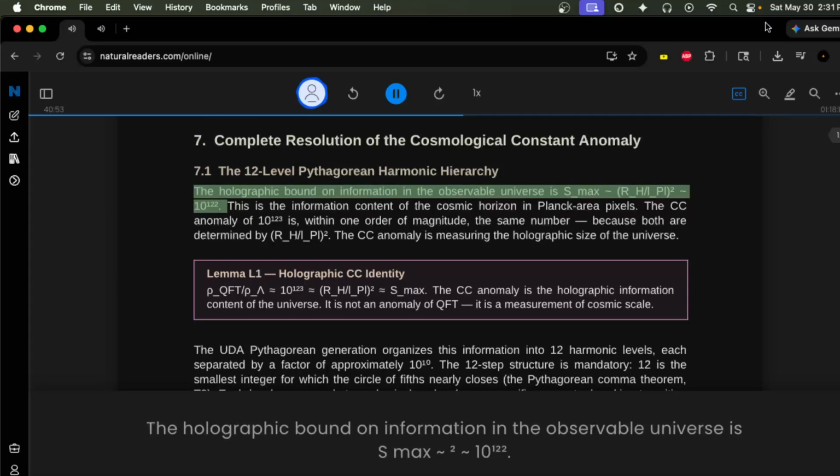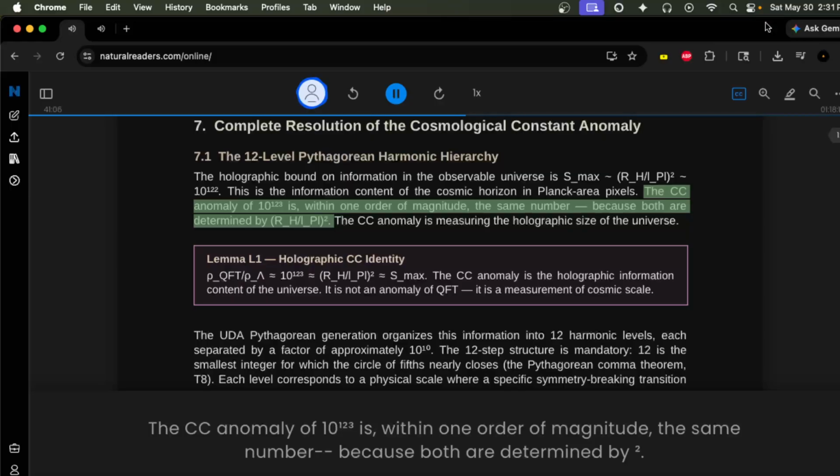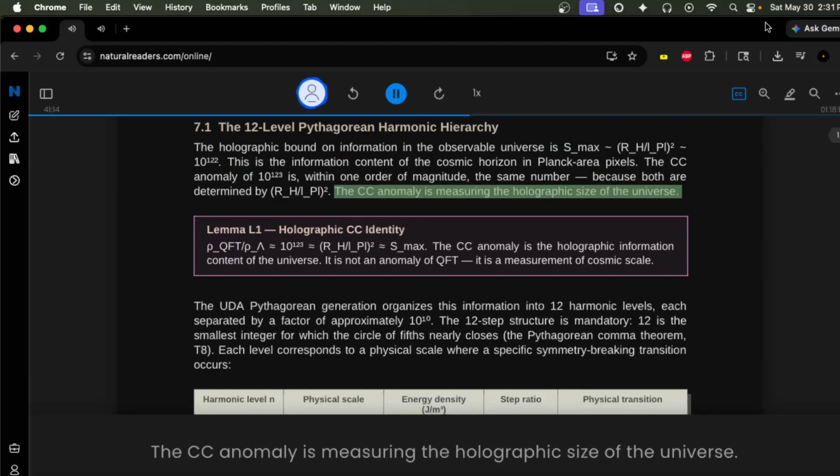The holographic bound on information in the observable universe is S max squared, approximately 10 to the power of 122. This is the information content of the cosmic horizon in Planck area pixels. The CC anomaly of 10 to the power of 123 is, within one order of magnitude, the same number, because both are determined by S max squared. The CC anomaly is measuring the holographic size of the universe.